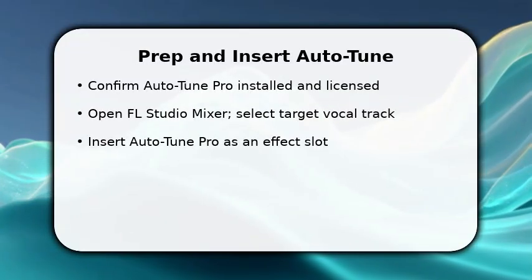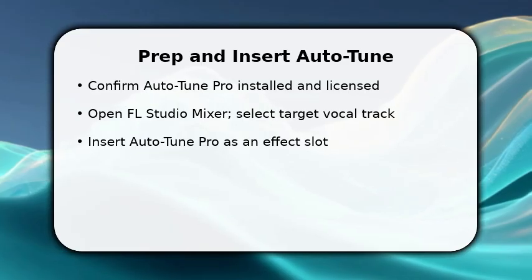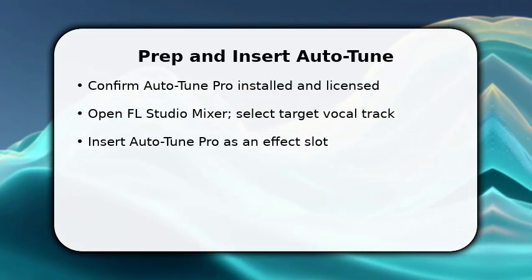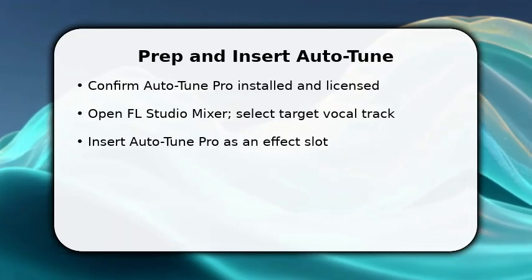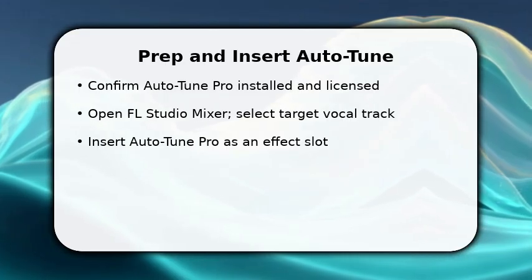You've got Auto-Tune Pro ready. Now open FL Studio and route the vocal to a mixer track. First, arm the track for recording or playback so you hear the voice in real time. Next, click an empty effect slot and load Auto-Tune Pro. This creates the audio chain.